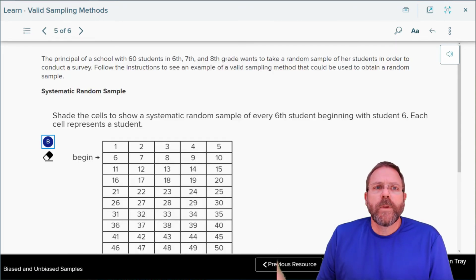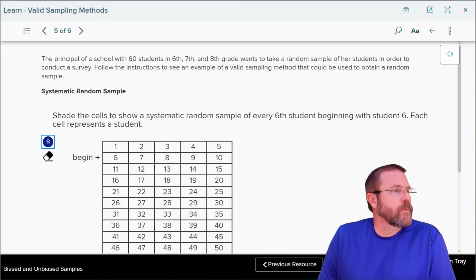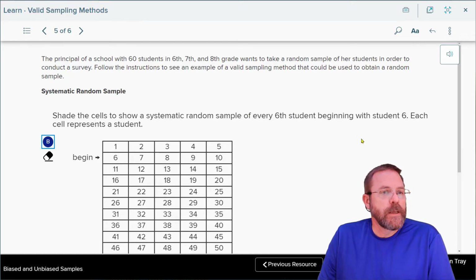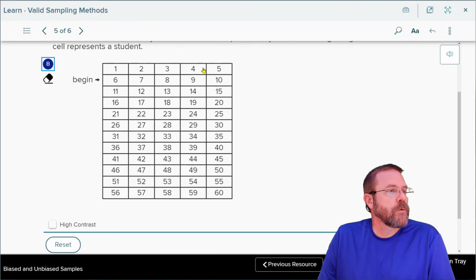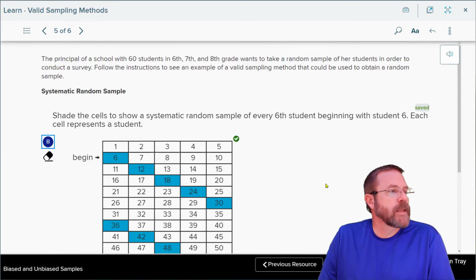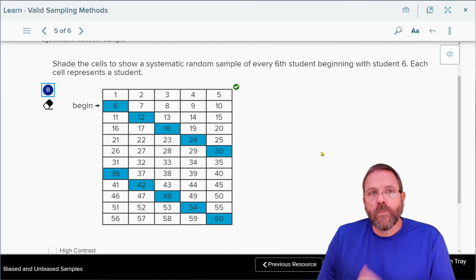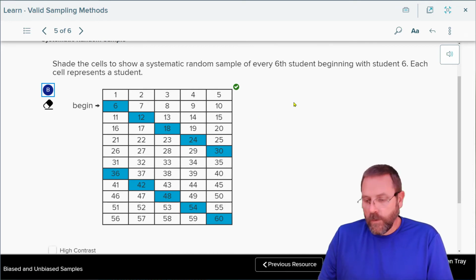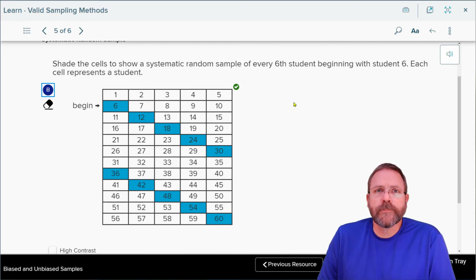And finally, we have our systematic random sample, where here we're looking at every 6th student beginning with student number 6. So we would have student number 6, then we'd have student number 12, number 18, 24, 30, 36, 42, 48, 54, and 60. And that would be an example of a systematic random sample, where you set what your interval is going to be to determine who's going to get to take the survey.